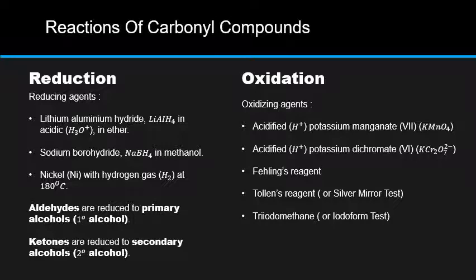For oxidation, the oxidizing agents are acidified potassium manganate, acidified potassium dichromate, Fehling's reagent, Tollens reagent, also known as the silver mirror test, and iodomethane, also known as the iodoform test.